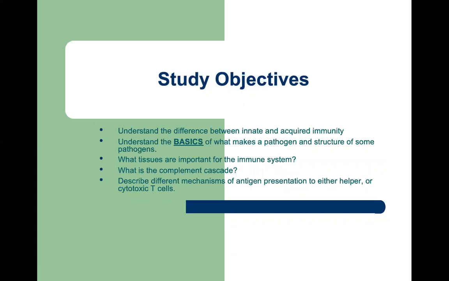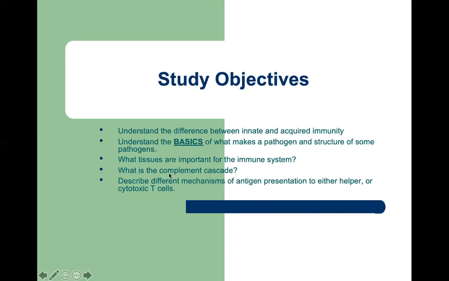So these are the things you guys need to know for this lecture. What's innate, what's acquired immunity, the basics of what a pathogen is, because there's a lot of debate about what pathogens actually are, what they have to do to be considered pathogens, and we don't get into that debate at all in this class. So what tissues are important for the immune system? You guys probably already know the lymph system. If so, you can skip that part of the lecture because we're not going more in depth than that.